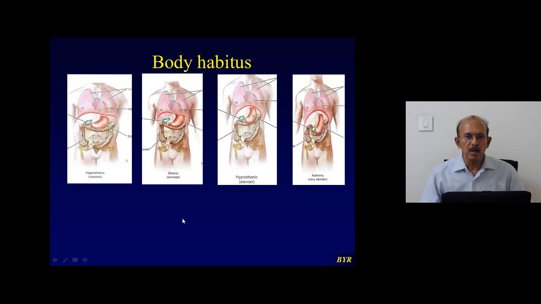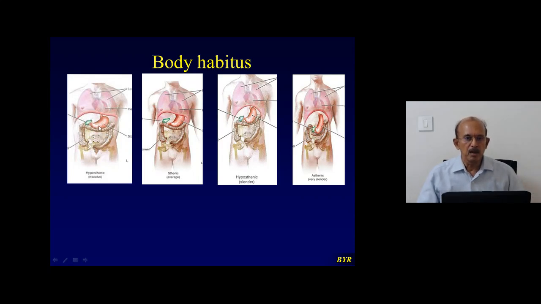And these abdominal organs are not placed in every person in the same pattern. This is called body habitus. In some individuals, the body structure is wide. That means the shoulders are broad, the chest is broad, the pelvis is broad. The people look very broad. So these people are called hypersthenic individuals.